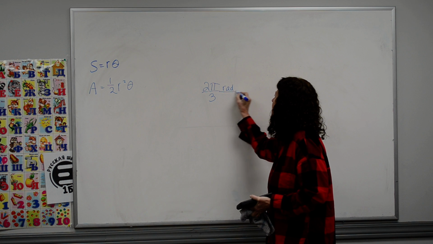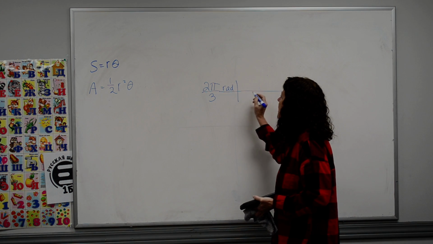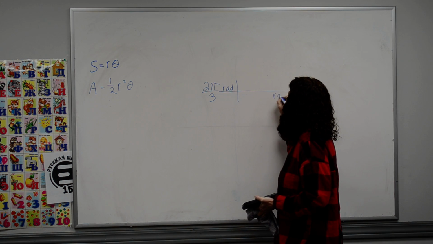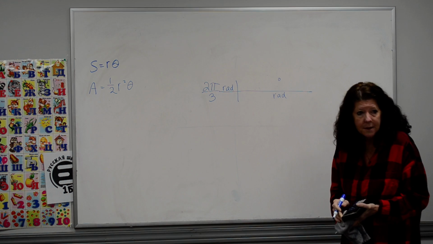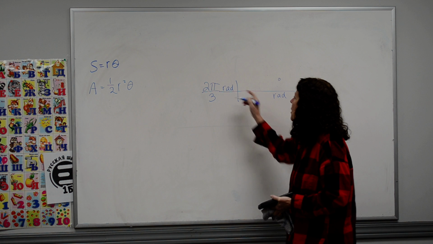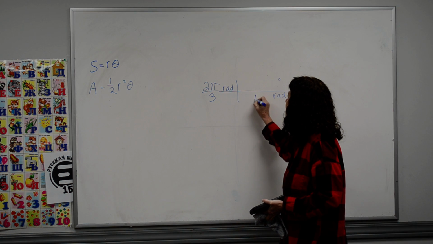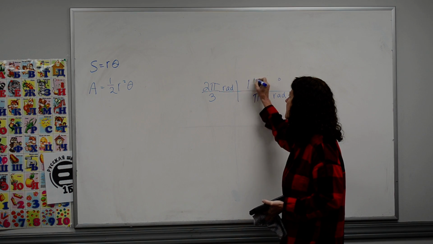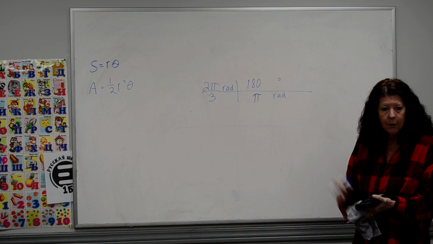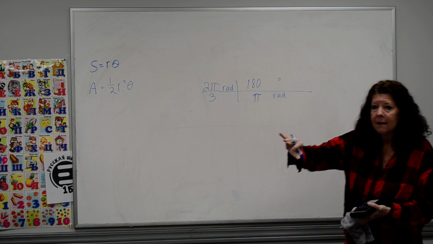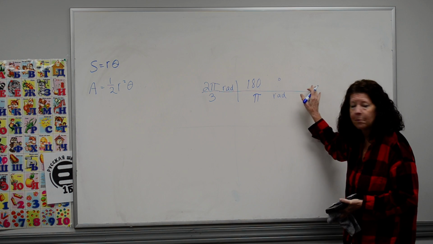Okay, I'm going to go ahead and put my line across here. I want to get rid of radians, so it's going to have to go on the bottom, versus degrees is going to go on the top, because I want degrees to finish. So I have pi radians is the same as 180 degrees on the top, right? The only thing that happened is I flipped it because of what I wanted to end up with.